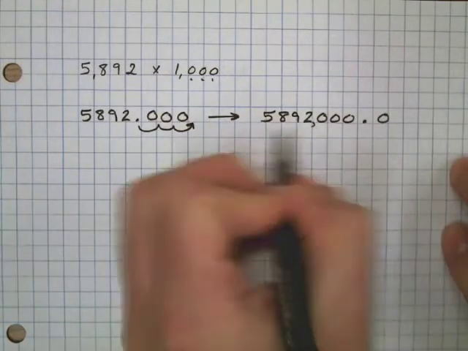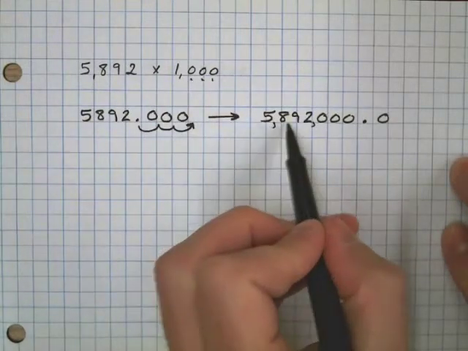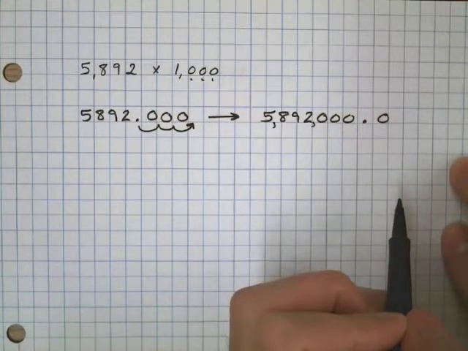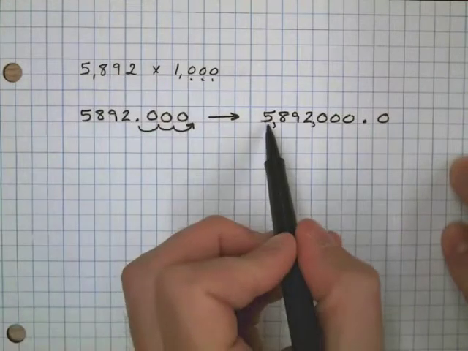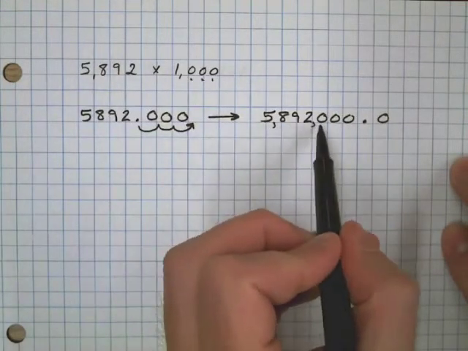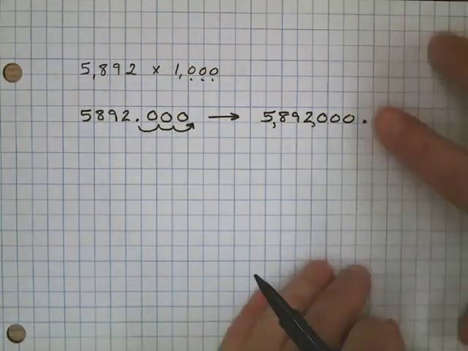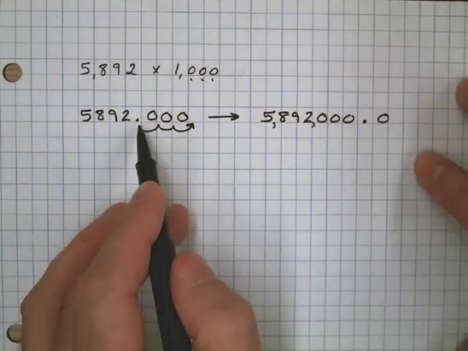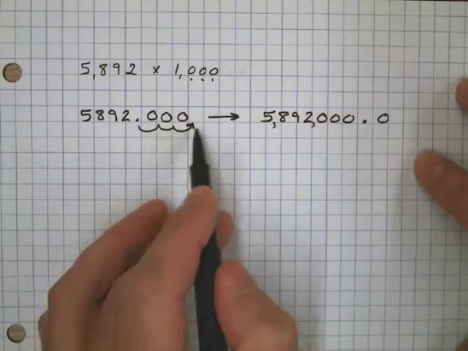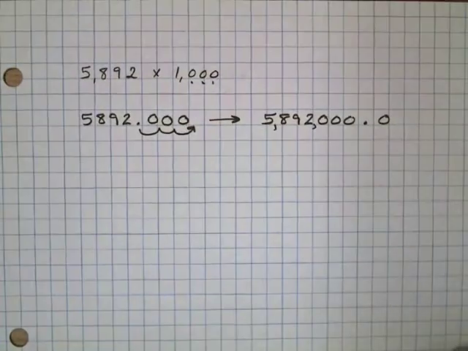And if I put that in, there we go, we end up with 5,892,000. So 5,892 times 1,000 is 5,892,000 and 0 tenths. I could put that on there or leave that off. But I'm showing that because I want you to see how that decimal place moves over to the right. Let's take a look at another one.